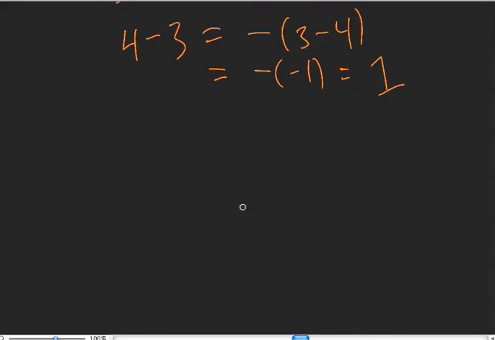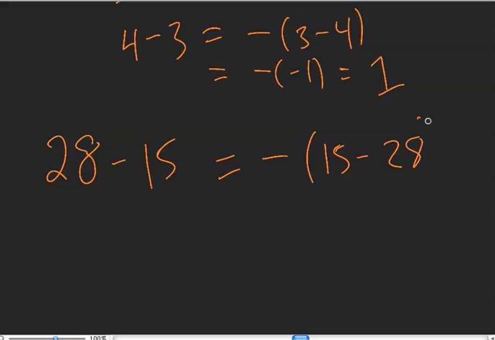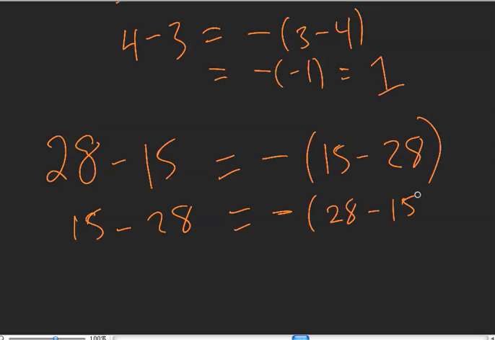You can do that with any number. If you had something like 28 minus 15, well, I don't know what that is, but I know that's the opposite of 15 minus 28. Well, actually, more than likely, you're going to be given something like 15 minus 28. But I'm trying to say that you'll know that that's just the opposite of 28 minus 15. And if you do this, you'll find out that 28 minus 15 is 13, and 15 minus 28 is just the opposite of 13, which is, of course, negative 13. Okay? So 15 minus 28 is negative 13.